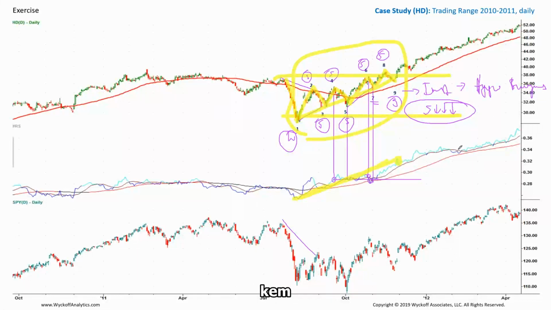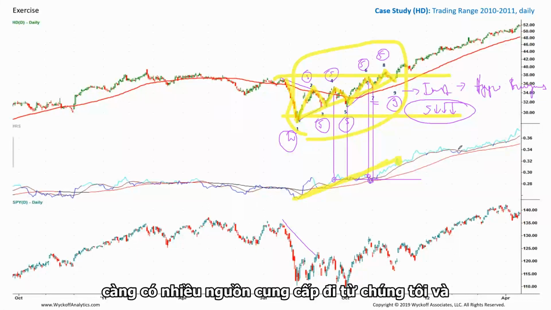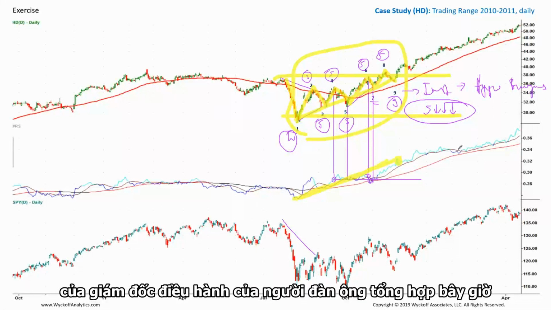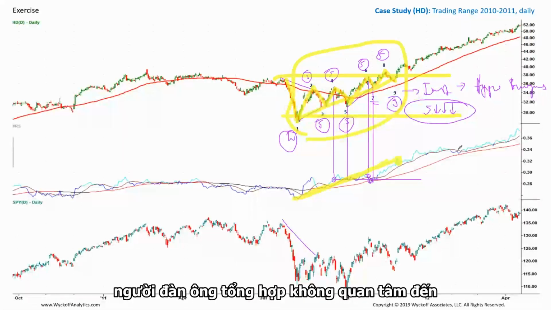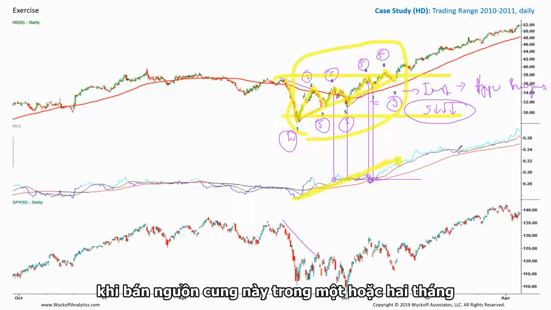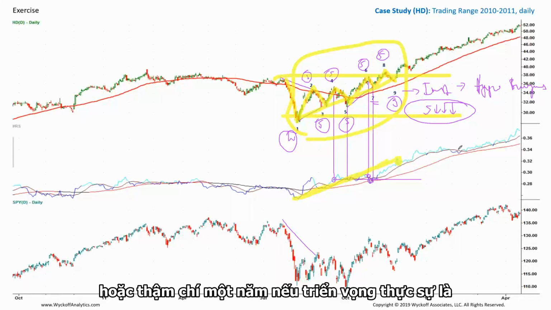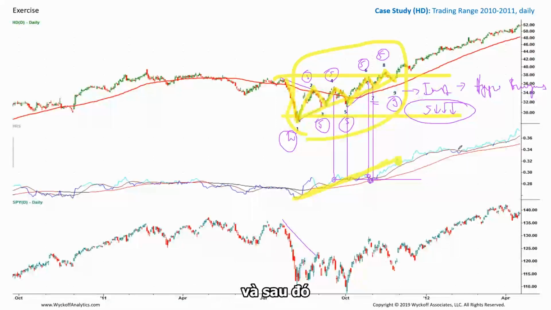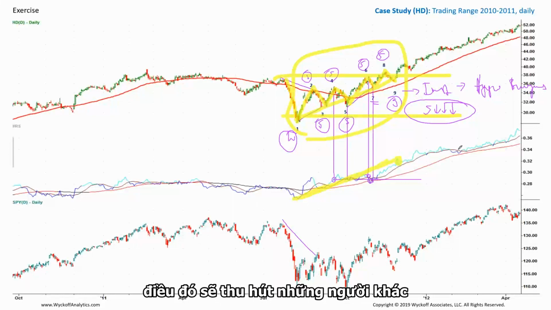about the ice cream? The more we sell, the more supply goes away from us, and the more that supply lands into the hands of the composite man. Now, the composite man is not interested in selling this supply in a month or two, or even a year if the prospect is really good. They're going to hold on to that supply, not present it to the markets, and then as the price starts to perform better, that's going to attract other institutions.